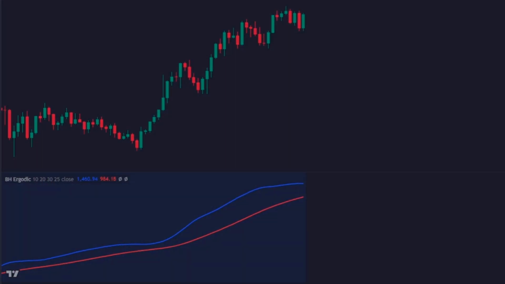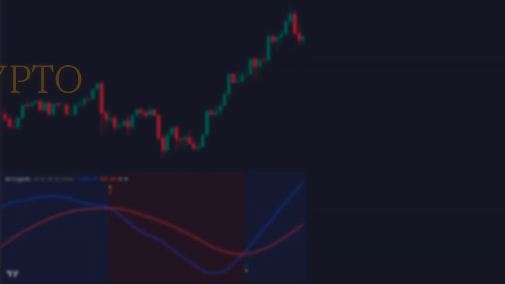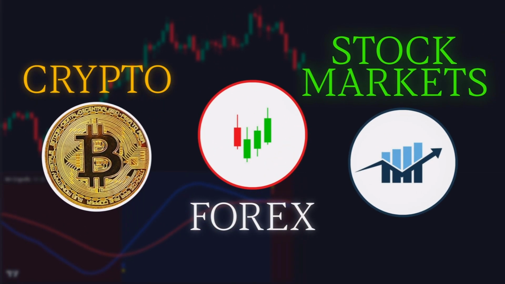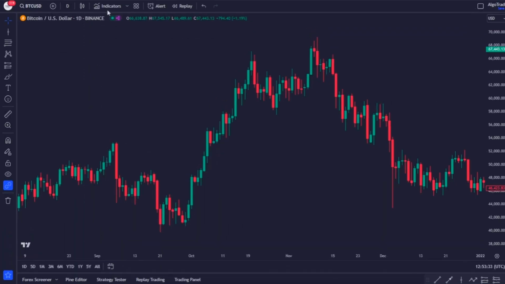So we'll dive deep and see how well this indicator performs across different markets like crypto, Forex and the stock markets. Firstly, let's start by adding the indicator to our TradingView charts.